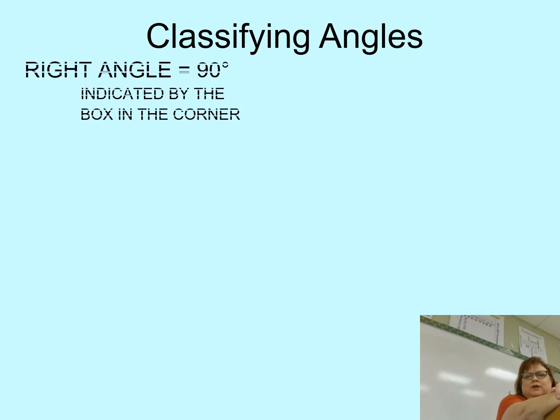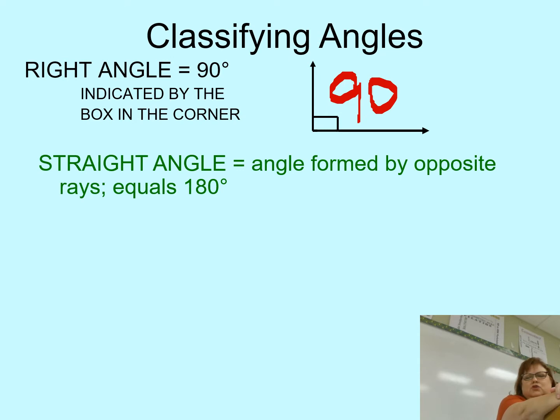All right, classifying it, you know these. A right angle, look, it has a right angle box, 90 degrees. So anytime you see the box, think 90 degrees, all right. A straight angle. A straight angle is a straight line. It looks just like a straight line. It is a straight line.